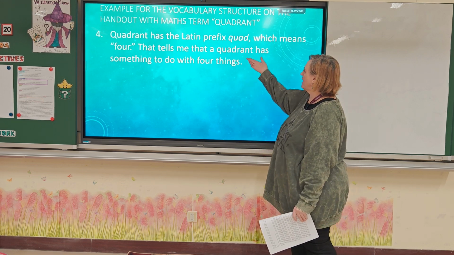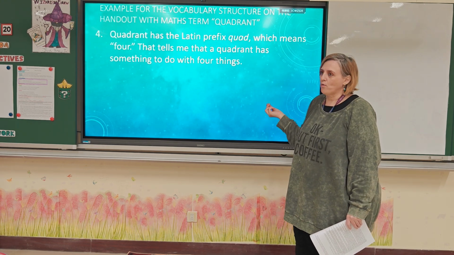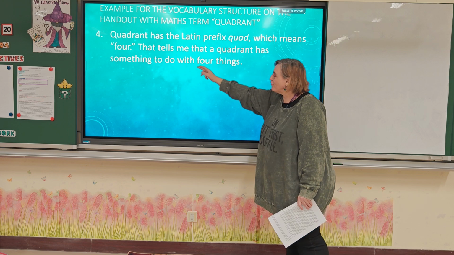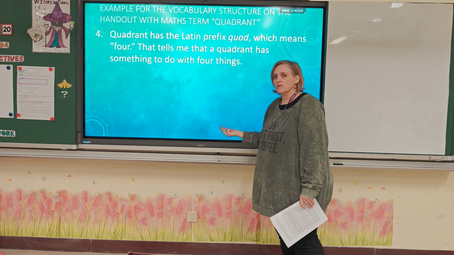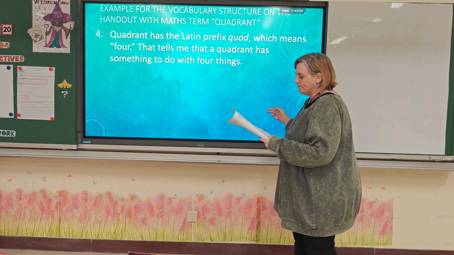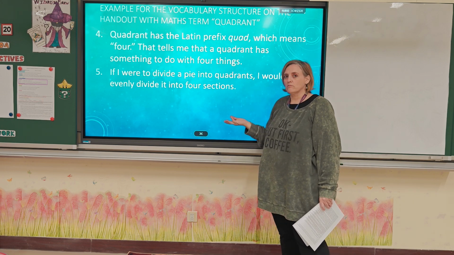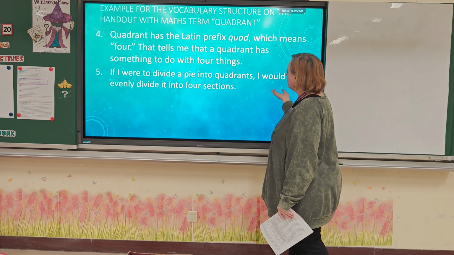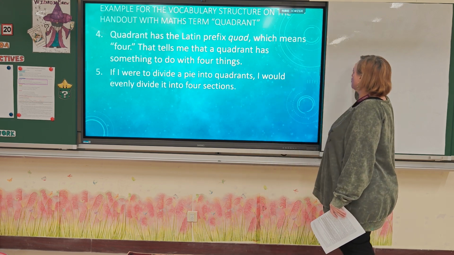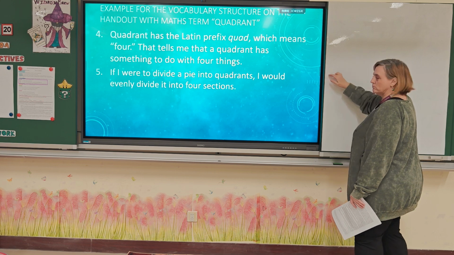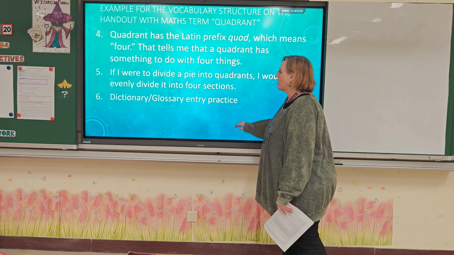So quadrant has the Latin prefix quad. It actually has one that's a little more complex, but quad is easier for me to say, which means 4. So that tells me that a quadrant has something to do with 4 things. Okay, and then you would explain, so this is a demonstration, you would say if I were to divide a pie into quadrants, I would evenly divide it into 4 sections. So you could just draw a pie and make it into quadrants, or whatever example. This is a math example again.